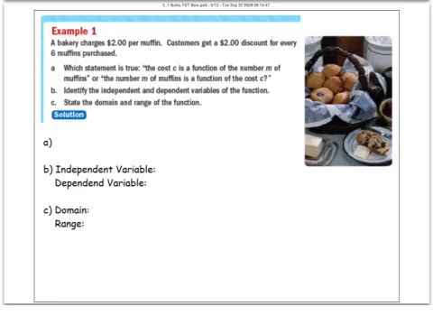Is cost a function of the number m of muffins, or is the number m of muffins a function of the cost? One of these two statements is the right relationship. And I'm going to tell you, for this case here, the correct answer is going to be the first statement. The cost is a function of the number of muffins. Okay, so the cost is determined by how many muffins we have.